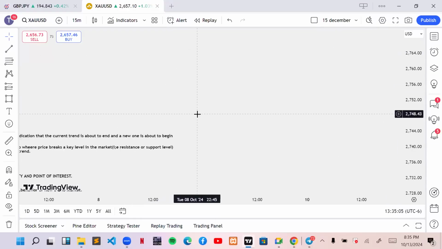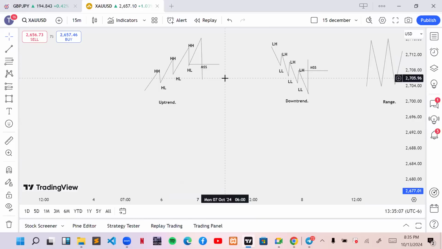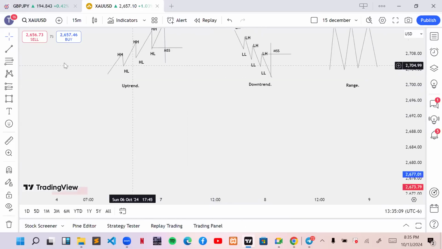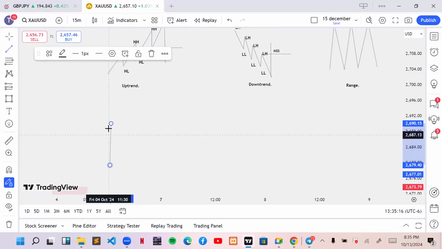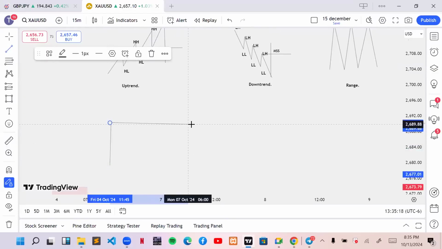So this is what I mean now. I'm giving you an example of a market structure shift. Let me now give you an example of a break of structure. So for break of structure, let's say this is a resistance level in the market. So I'll mark this out as a resistance level.